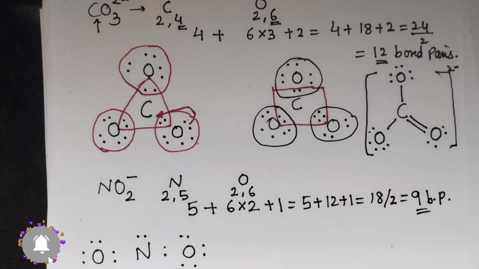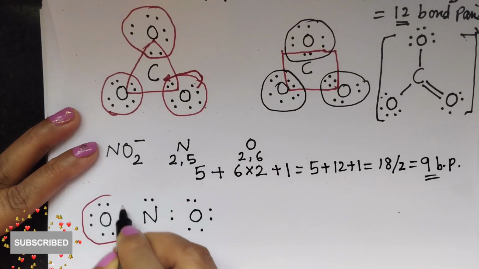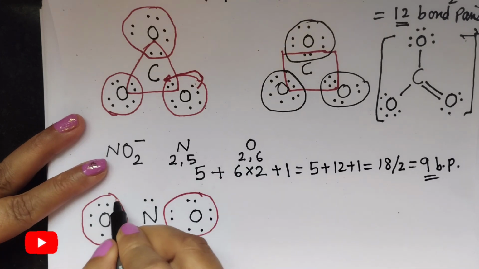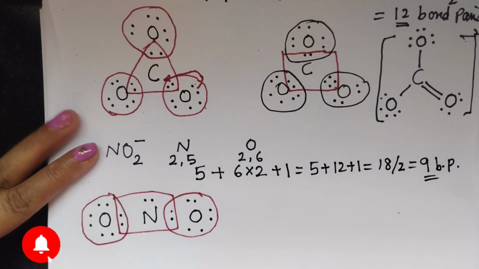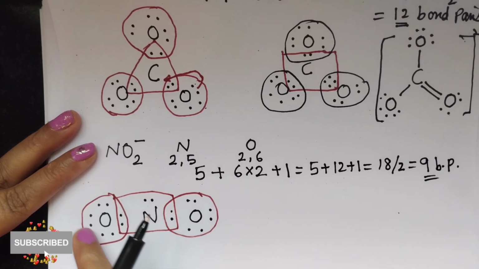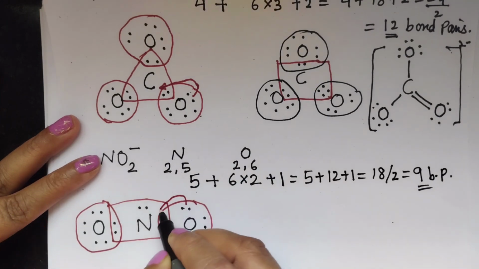Now let us check whether they are completing 8. Oxygen is completing 8. Here also oxygen is completing 8. What about nitrogen, student? Nitrogen is completing only 6 electrons. So now it's your choice, from this oxygen or from this oxygen, you can shift one bond pair towards nitrogen. I am shifting this towards nitrogen.